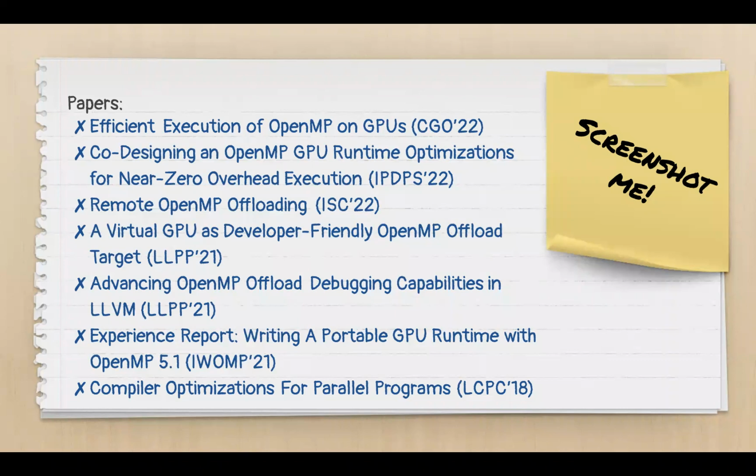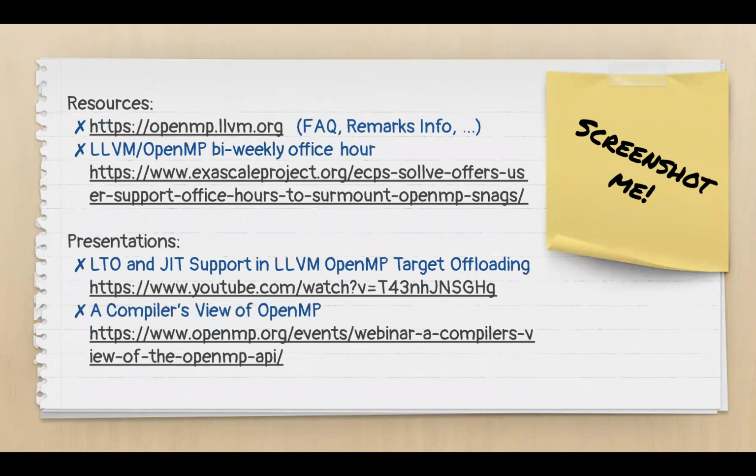Next one is similarly one to screenshot. These are resources that are useful for beginners. The OpenMP LLVM org page, as I said before, has an FAQ, has information about remarks, about runtime design, environment variables, lots and lots of things that are useful. We also have a bi-weekly office hour for LLVM and LLVM OpenMP that you can join. You can come with your own code, you can ask any generic question about LLVM, about OpenMP.